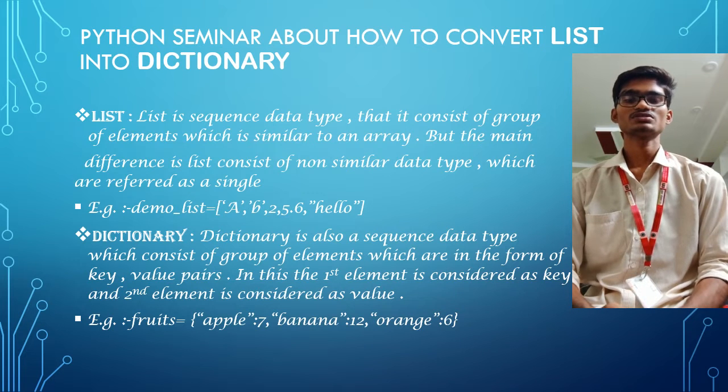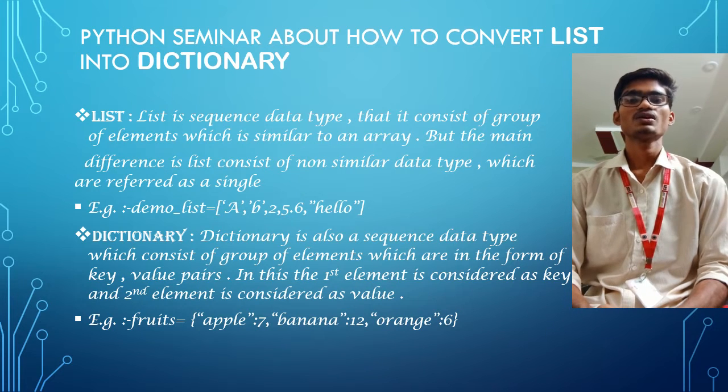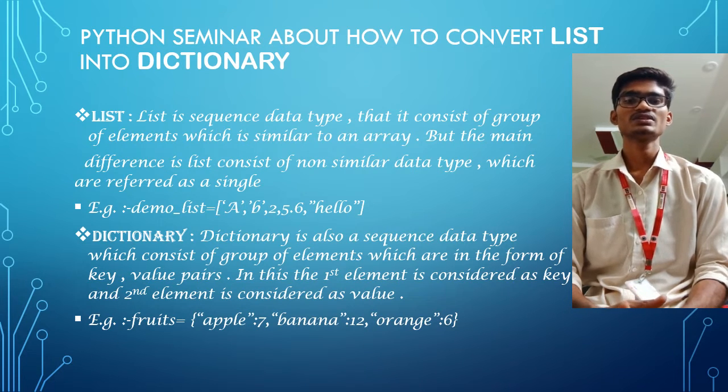Before we convert a list into a dictionary, let's see the definition of list and dictionary. A list is a sequence data type that consists of a group of elements, which is similar to an array. But the main difference between a list and an array is that a list consists of non-similar data type elements, but an array consists of similar data type elements.